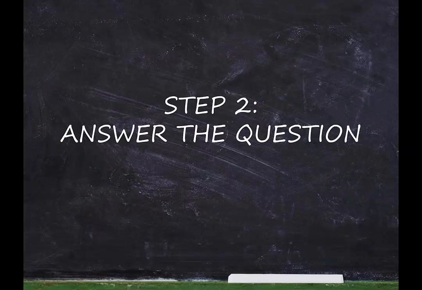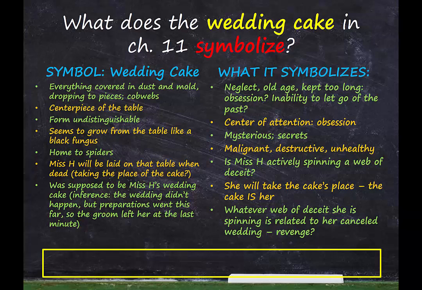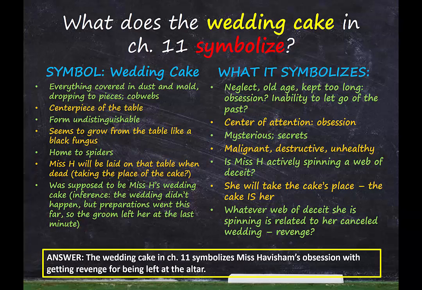All right, now that we've collected and analyzed the evidence, step 2 is to answer the question. What does the wedding cake symbolize? The wedding cake in Chapter 11 symbolizes Miss Havisham's obsession with getting revenge for being left at the altar.